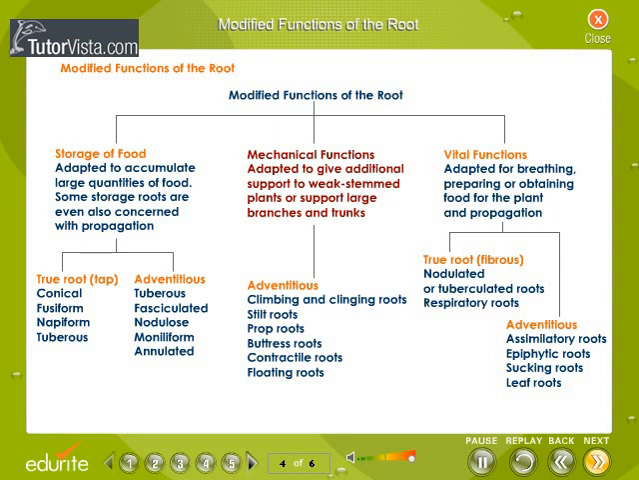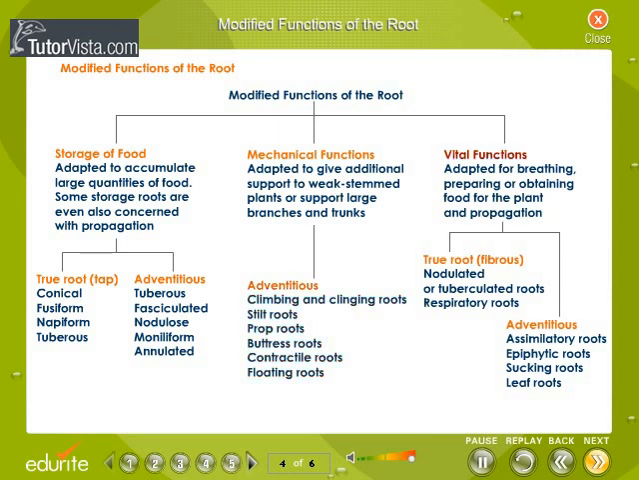Mechanical functions. Adventitious roots show mechanical functions. Mechanical functions are adapted to give additional support to weak-stemmed plants or support large branches and trunks. Adventitious roots are of different types: climbing and clinging roots, stilt roots, prop roots, buttress roots, contractile roots, and floating roots.